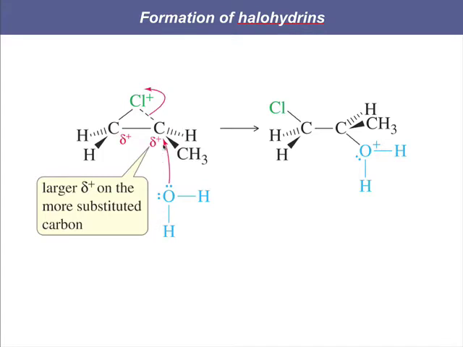That is by definition the Markovnikov position, the more substituted position. So the result is that we end up with the OH on the more substituted side, the Markovnikov side, the chlorine on the less substituted side, the anti-Markovnikov side, and the chlorine and the OH are always going to be anti to one another because they added in an SN2 fashion. So that is formation of halohydrins.